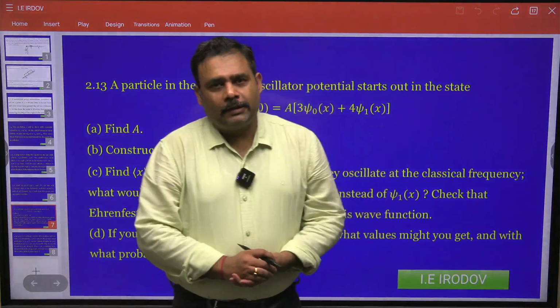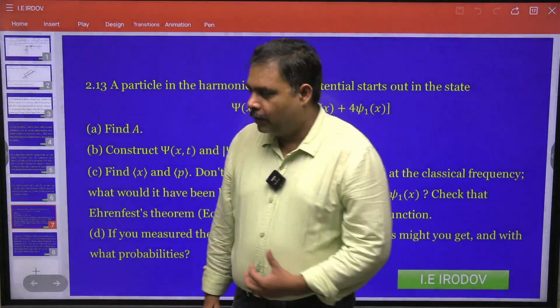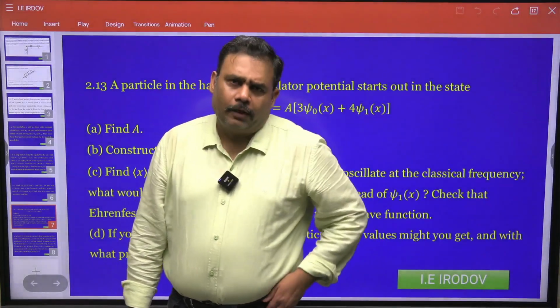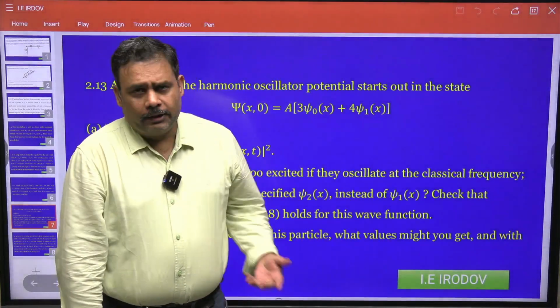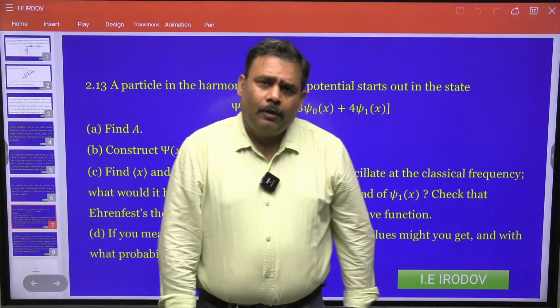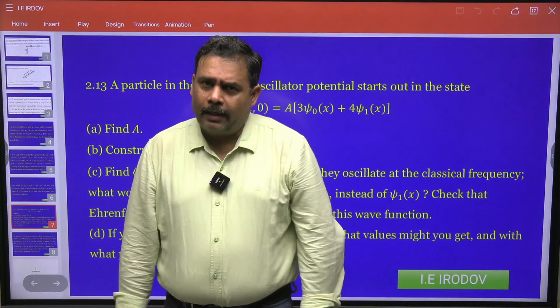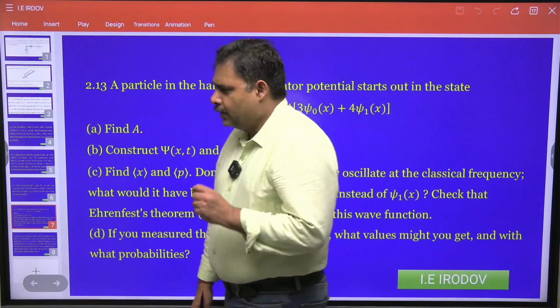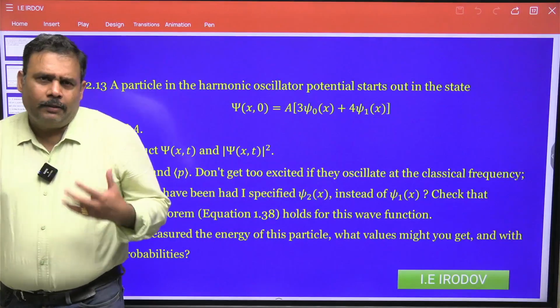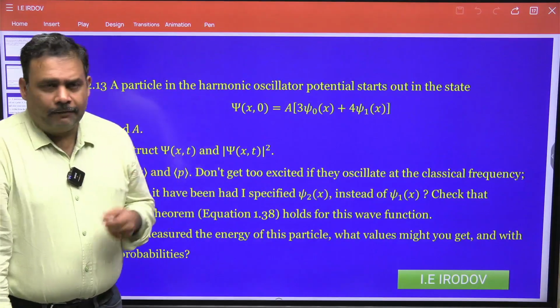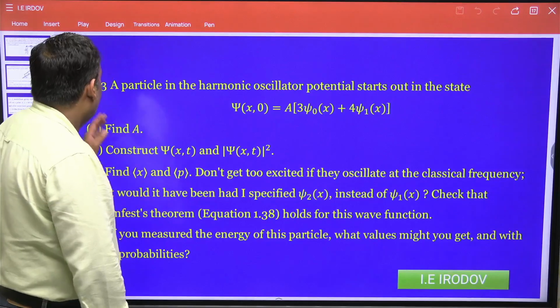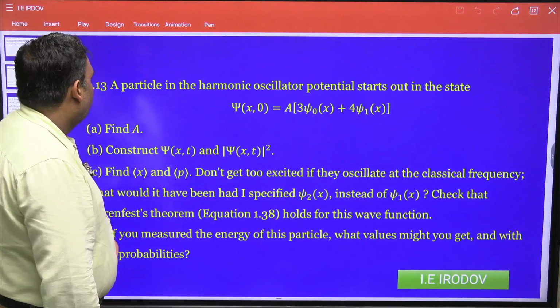Hello students, so let's try to solve one more problem from Introduction to Quantum Mechanics written by David J. Griffiths. This is really a wonderful problem and this is again from the harmonic oscillator. It is a very nice problem and you have to apply postulates in a very efficient manner in this particular problem. This is problem number 2.13.